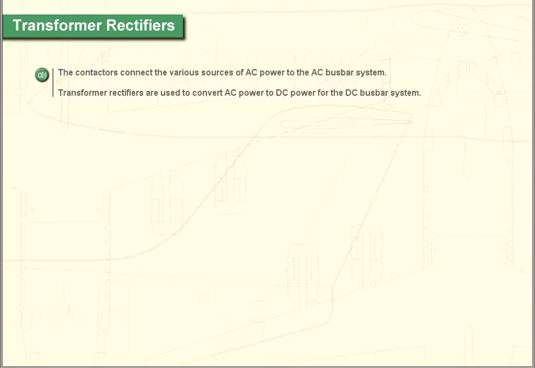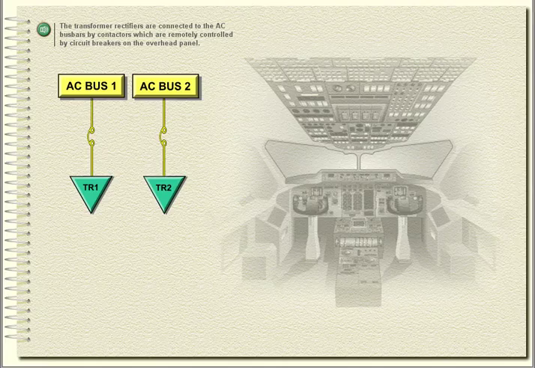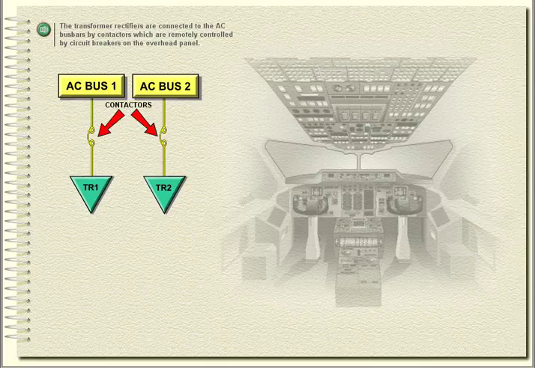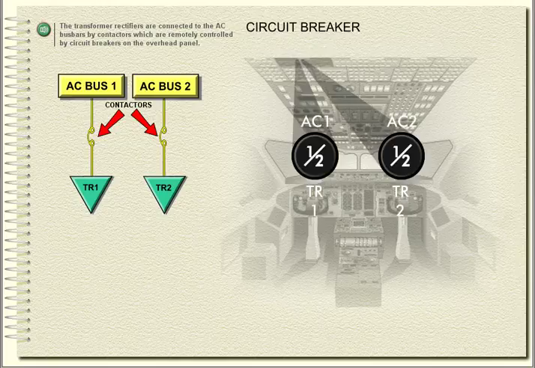Transformer rectifiers. The contactors connect the various sources of AC power to the AC busbar system. Transformer rectifiers are used to convert AC power to DC power for the DC busbar system. The transformer rectifiers are connected to the AC busbars by contactors, which are remotely controlled by circuit breakers on the overhead panel.